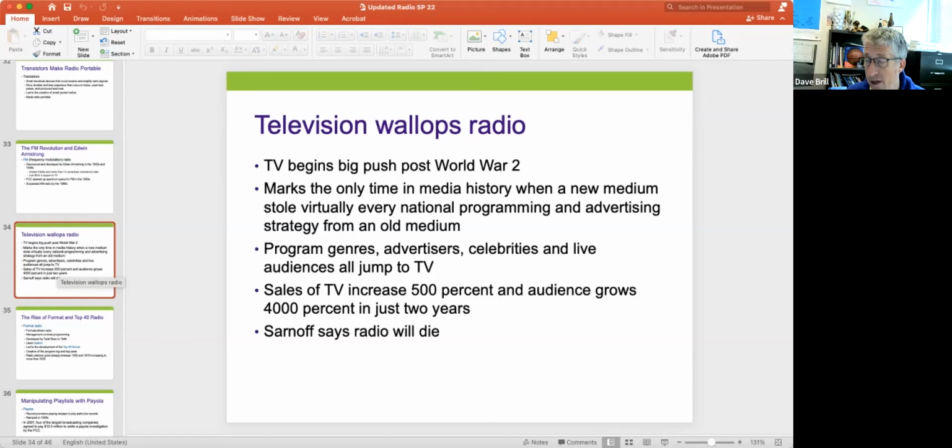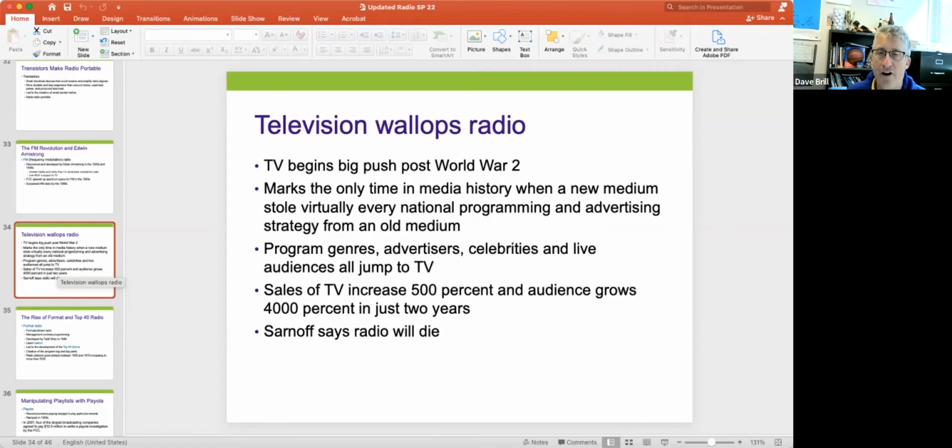And it happened so quickly: 5,000 US homes in 1946, 90 million by 1960. It marks the only time in media history when a new medium stole virtually every national programming and advertising strategy from an old medium. Everything that radio is known for goes to television, and it particularly goes on a national scale. Program genres, advertisers, celebrities, live audiences all jump to television. Anybody you thought of as a celebrity was a radio celebrity in the 1920s, and in particular the 1930s. They all go to television.